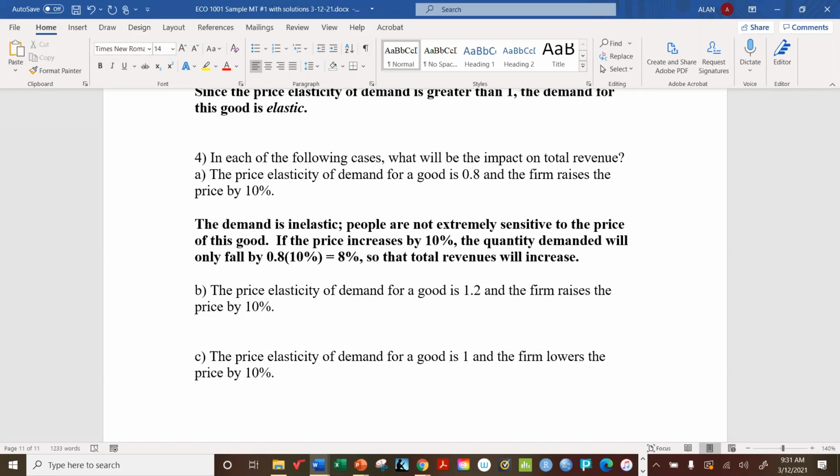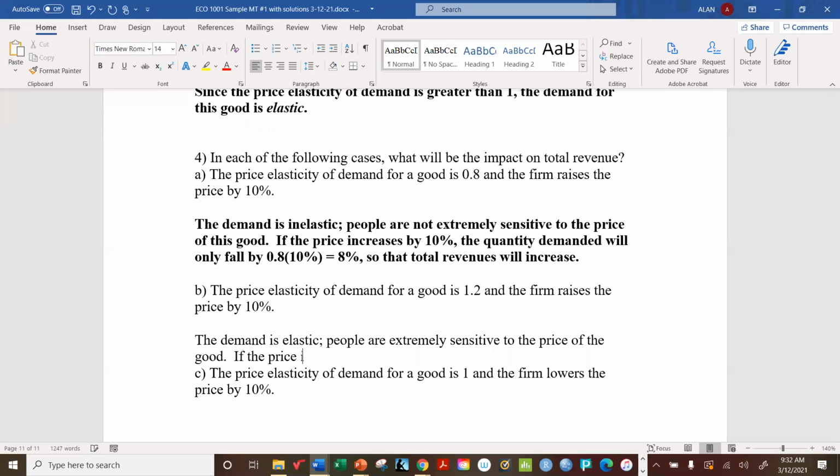Now, when the price elasticity is 1.2, the demand is elastic. People are extremely sensitive to the price of the good. Now, this is just for your own benefit. You don't have to include this in your answer.